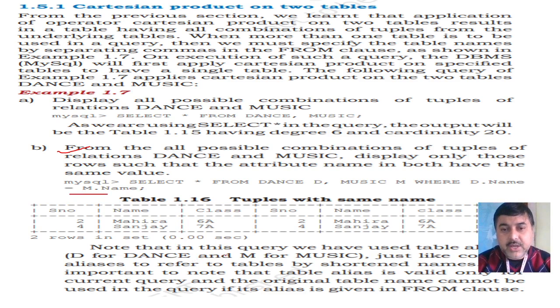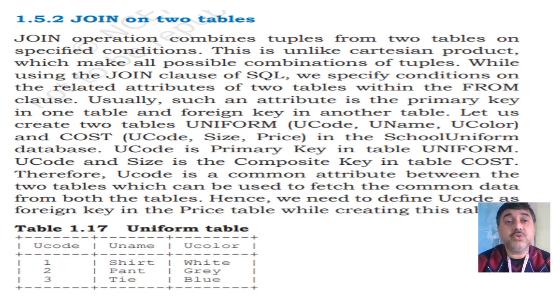Next, we have to take the aliases. That means D for the dance table and M for music, just like a column name that we are giving. We are taking them as aliases. Now, joining the tables. How to join the tables? There are ways to do it: we can intersect, we can union. Joining is another way. Two tables can be joined, and we can make those tables work together uniformly.